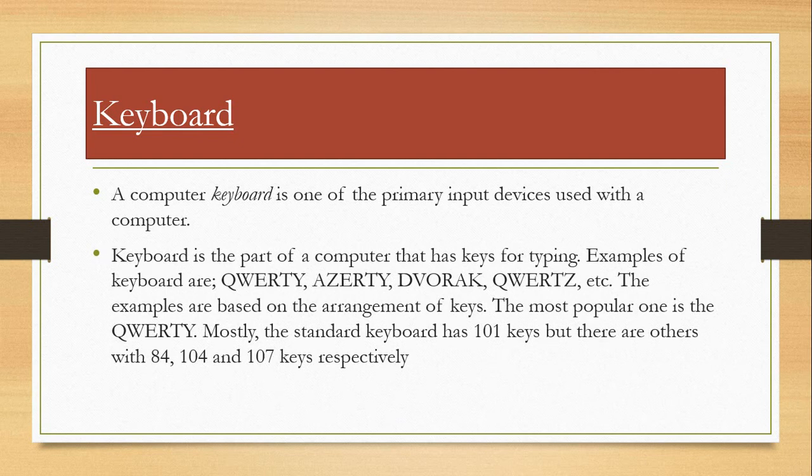So these are just a few types or examples of the keyboard. The examples are based on the arrangement of keys, which are the top row keys. The way the top row keys are arranged tells us the type of keyboard you are using.